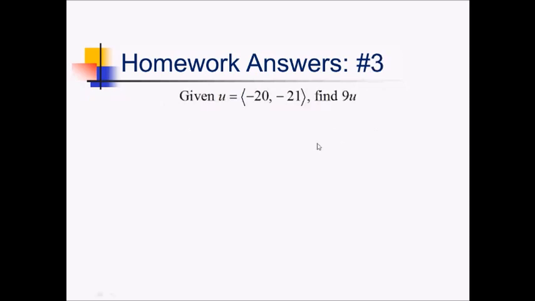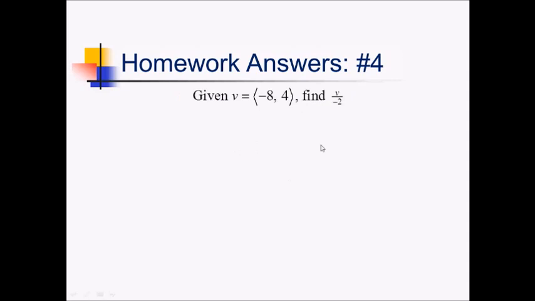For this problem, to do 9 times u, let's start by replacing u with our component form here. So 9 times -20, comma, -21. Now I just have to distribute the 9 to each of these. So we've got -180, comma, -189.